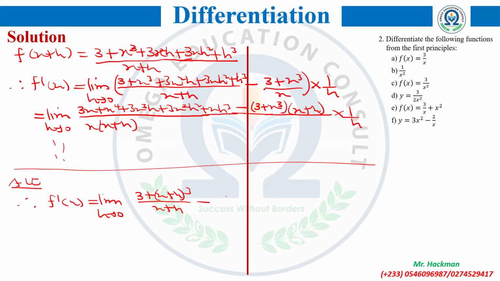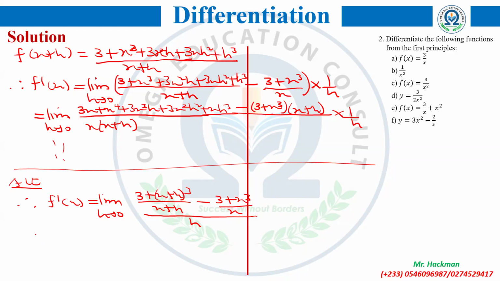Then minus, remember that one gave us 3 plus x cubed all over x. Now the whole of this over h. Do you agree? Even at this point, you could have written the whole of this in brackets times 1 over h, or divided by h. Are you with me? Yes, please. Great.